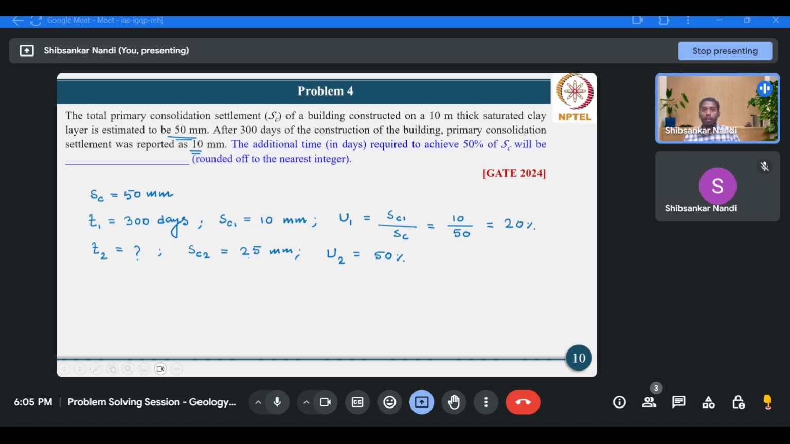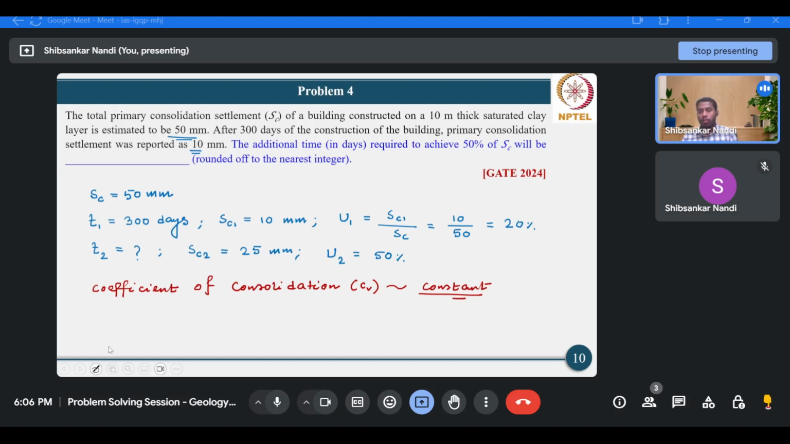Now one important thing which is missing from this problem statement is the coefficient of consolidation, without which we cannot proceed. So this is required, coefficient of consolidation, CV. If you read the problem statement very carefully, this CV will be constant for both the scenarios because we are dealing with the same soil. We are not changing the soil, so this will be constant.